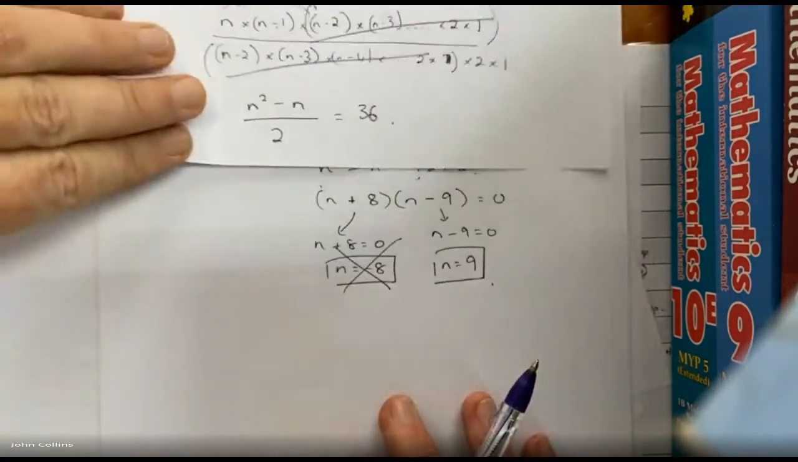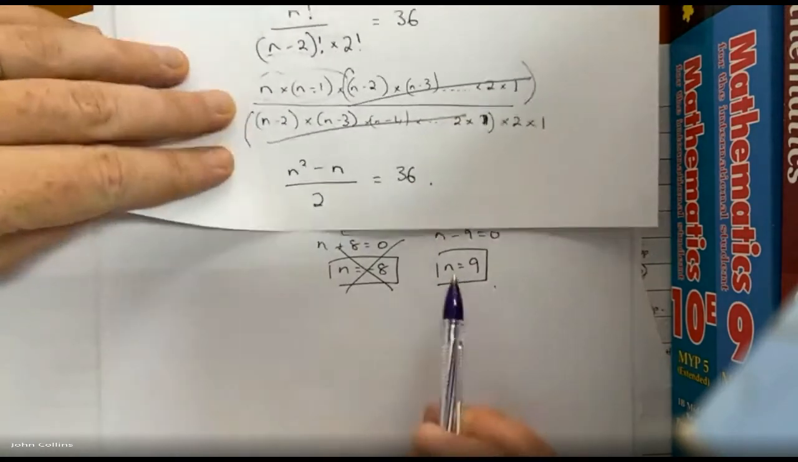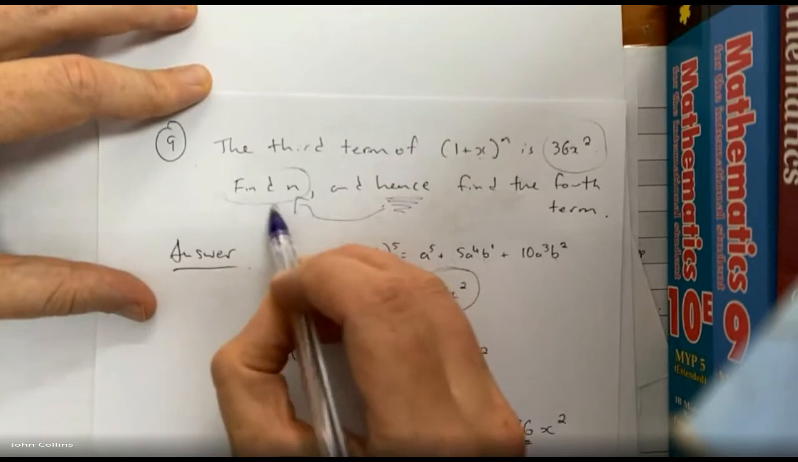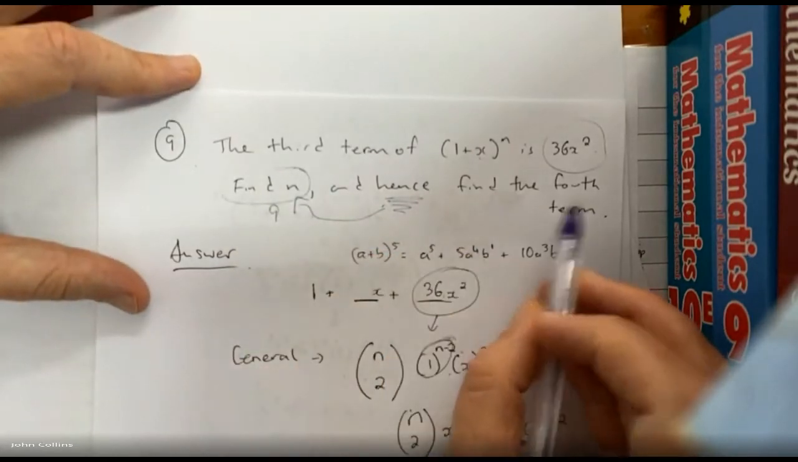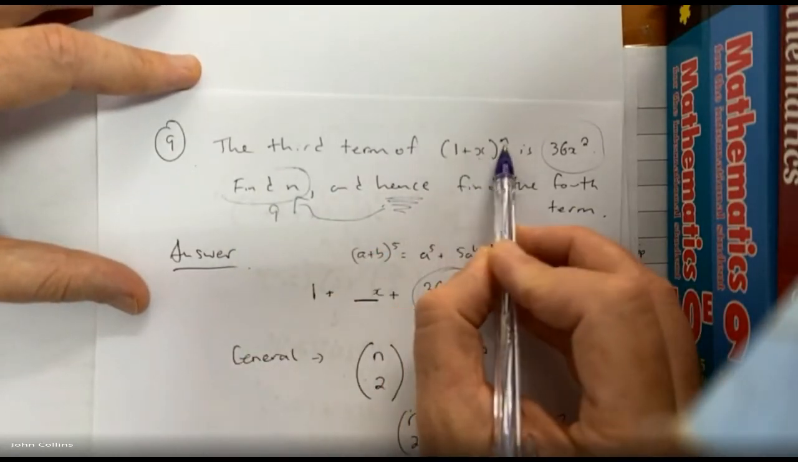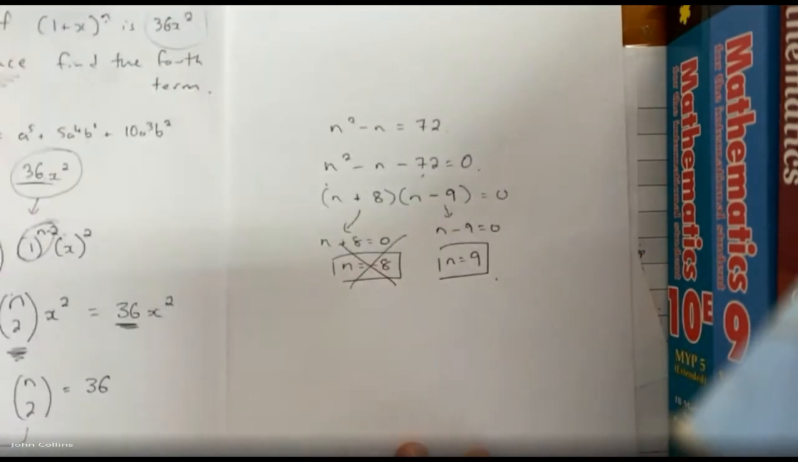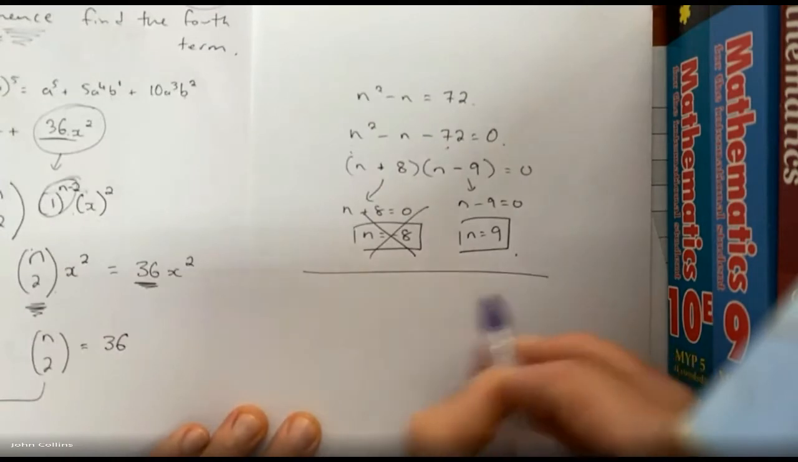Okay, so I still haven't finished the question. I found out n was 9, but the question wanted to find n, which I now have found is 9, hence find the fourth term. So this is 1 plus x now to the power of 9, find the fourth term. Okay, so that should be not too much of a problem.